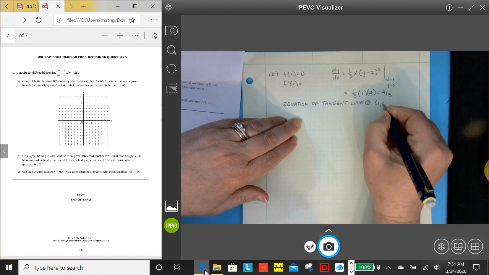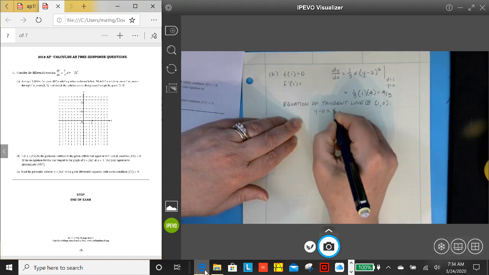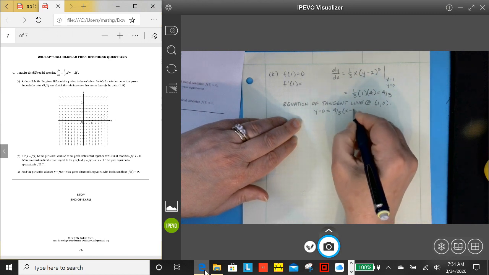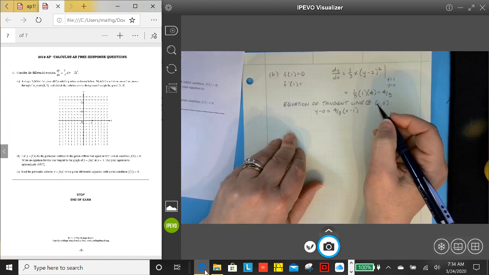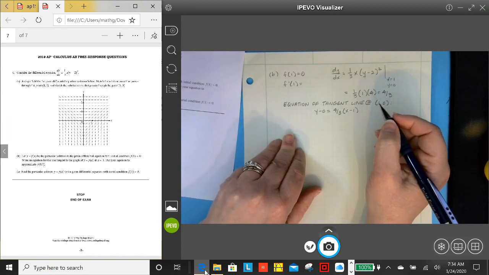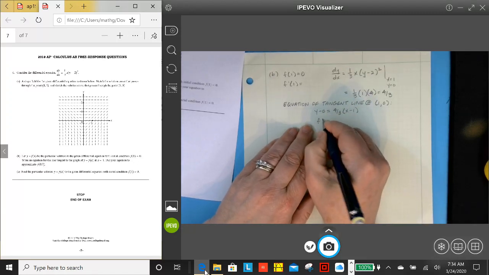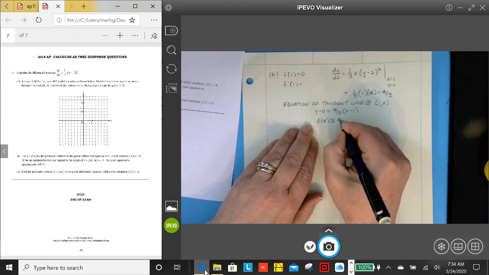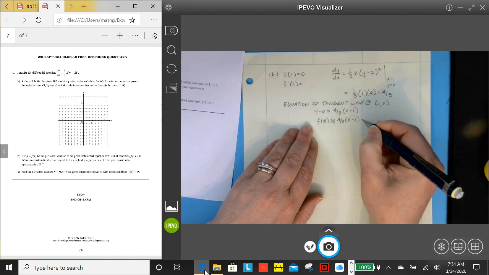So the equation of the tangent line at (1, 0) is y minus 0 equals 4/3 times (x minus 1). So there's my equation of the tangent line. And now I want to use that equation of the tangent line to approximate f(0.7). So I'm going to say that f(x) is approximately 4/3 (x minus 1). And I'd add the 0 to the right here, but adding 0 is pointless.